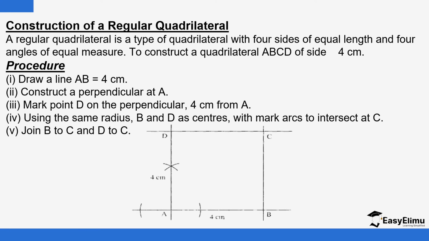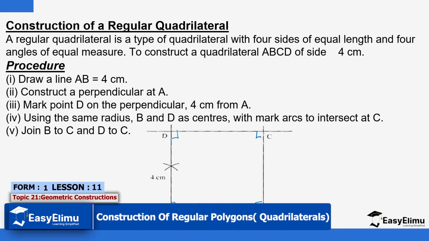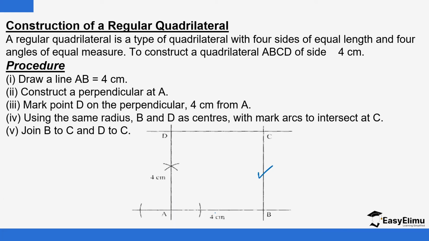So a regular quadrilateral is a type of quadrilateral with four sides of equal length and four angles of equal measure. So the interior angles, this angle, even this one here, all those angles are the same in size. And other than that, we also have all the sides. So if one side is 4 centimeters, all the other ones will be 4 centimeters.